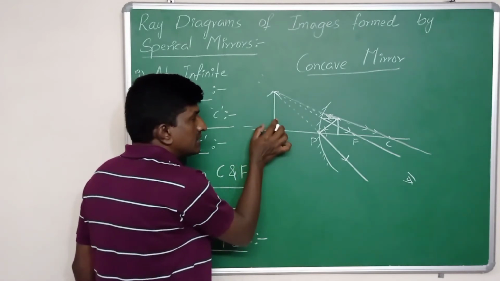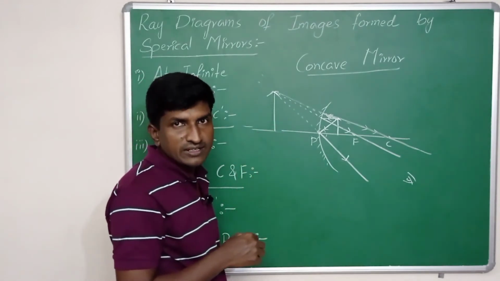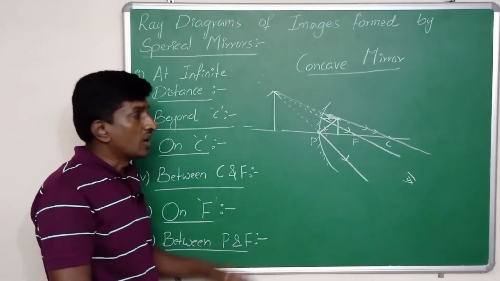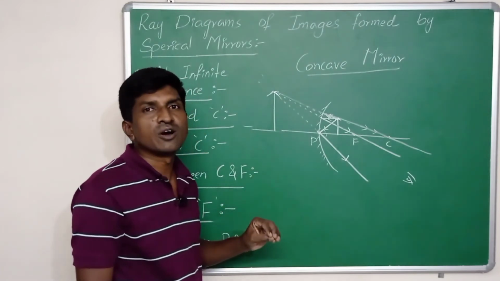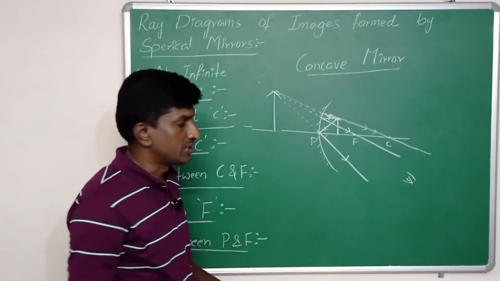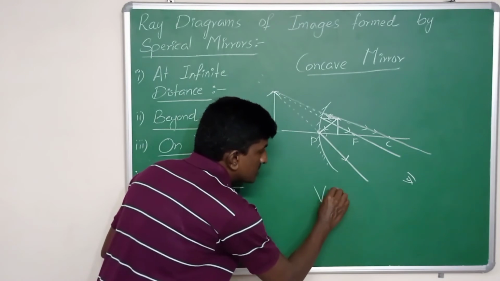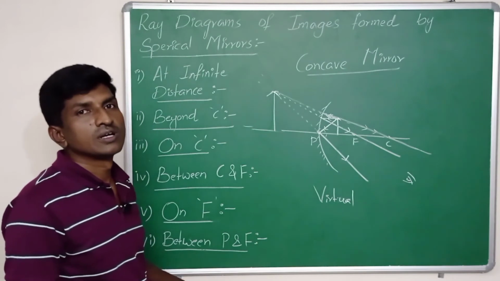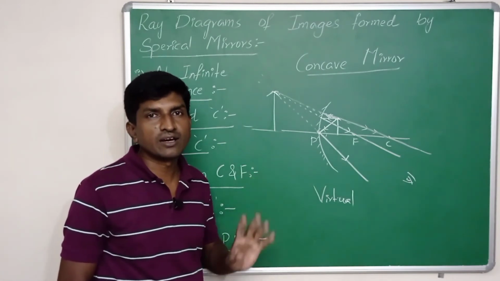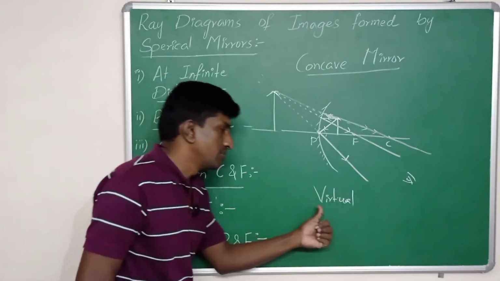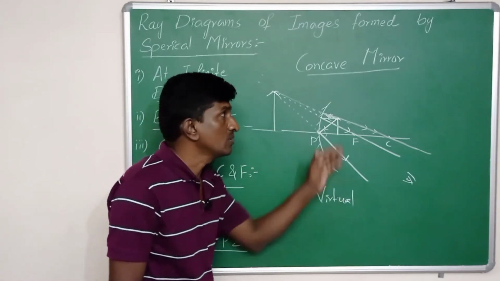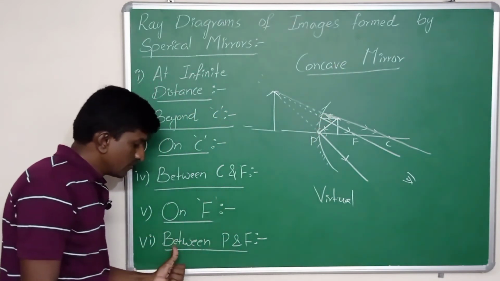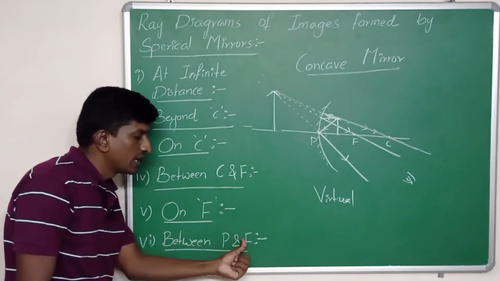So this image cannot be captured on the screen. We can only observe this image in the mirror. The image which cannot be caught on the screen is said to be a virtual image. The image which we can see in the mirror but cannot capture on the screen is said to be a virtual image. So a concave mirror forms a virtual image whenever the object is placed between pole and focal point.